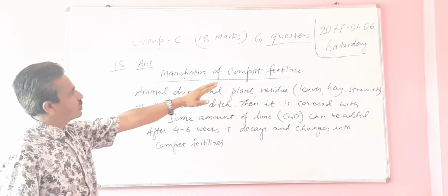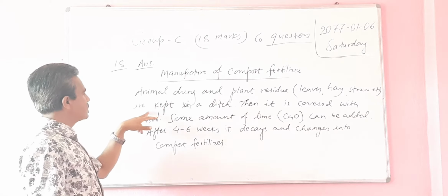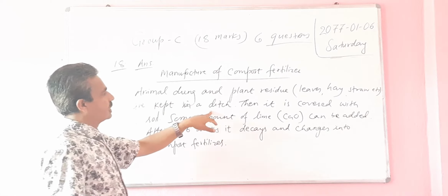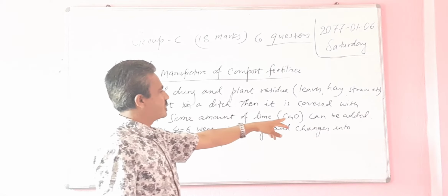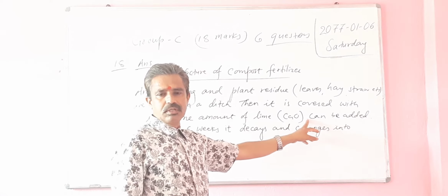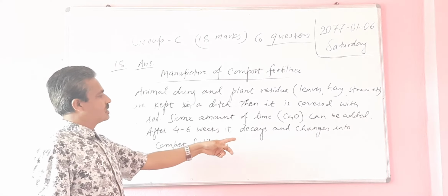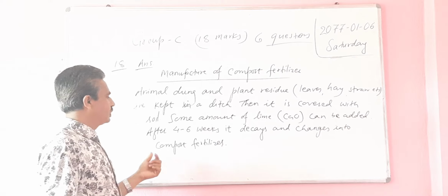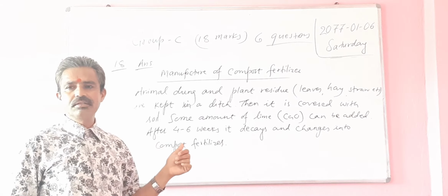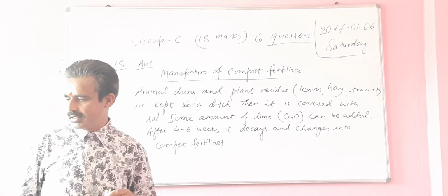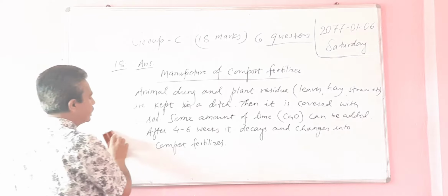So, manufacture of compost fertilizer: animal dung and plant residue, leaves, hay, straw, etc. are kept in the ditch. Then it is covered with soil. Some amount of lime, calcium oxide, can be added so that it gets decayed quickly. After 4 to 6 weeks, it decays and changes into compost fertilizer. If you are able to write this much, you will get 3 marks. Okay. Question number 18 is completed.